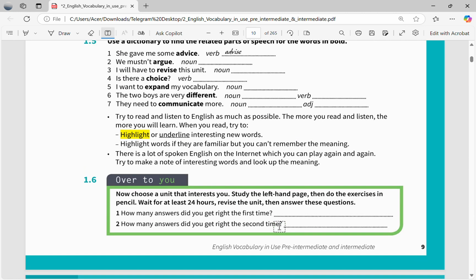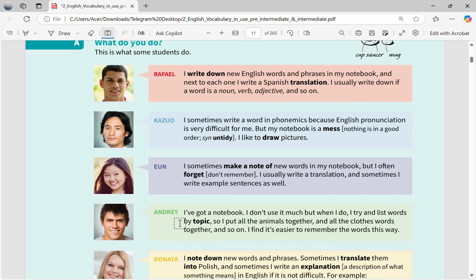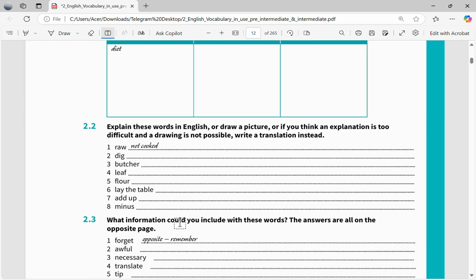Okay. For this question, I think we know which is right or wrong after we see the answer sheet. But now, keeping a vocab notebook. I think I want to skip these 1, 2, 3, 4, although the book recommends me not to skip.